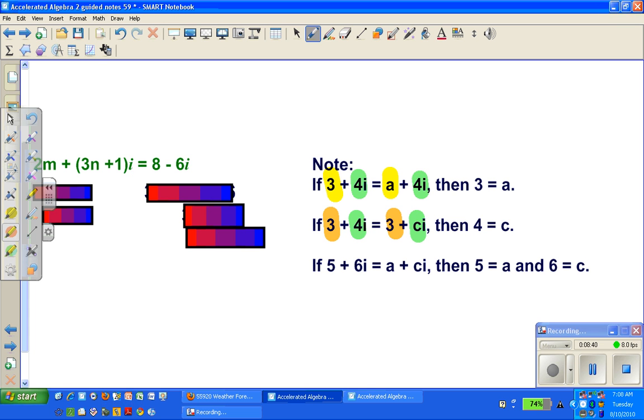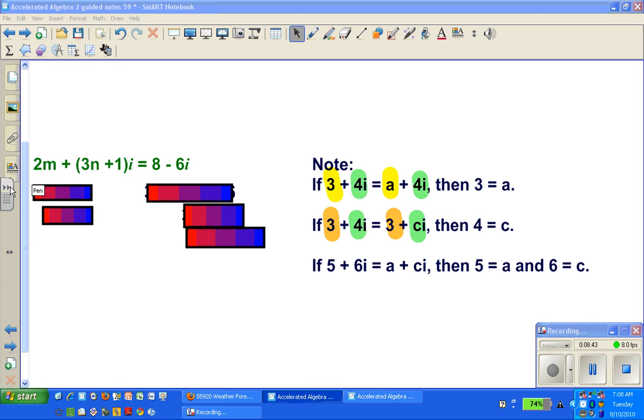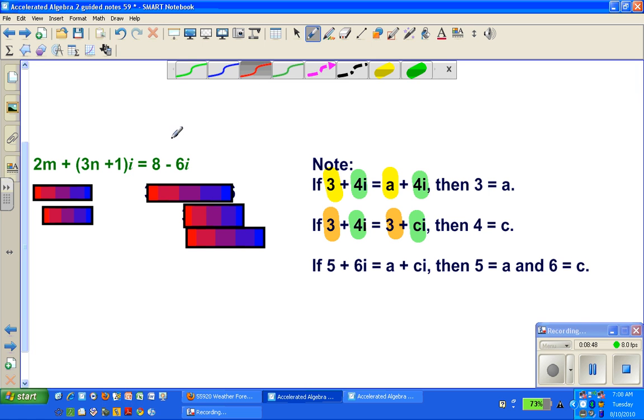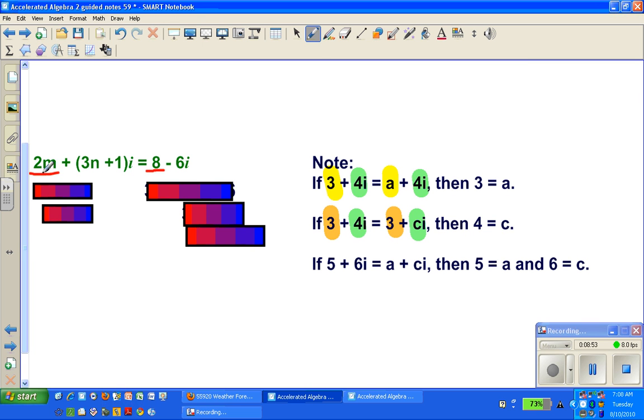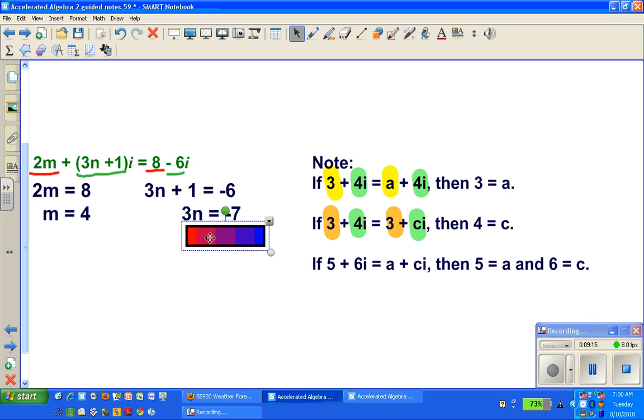In other words, if two complex numbers are equal, the parts that have i's have to be equal, and then the parts that don't have i's have to be equal. So in other words, the parts that don't have i's are these here. They have to be equal. And then the parts that do have i's also have to be equal. And really, it's just the parts in front of your i's that have to be the same. So as we look here, the parts that don't have i's have to be equal. You can solve that and you get 4. The parts that do have i's, you set what's in front equal to each other, and then you can solve it from there.